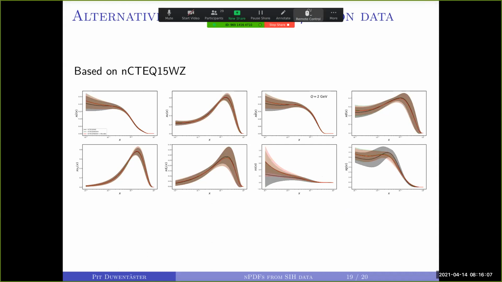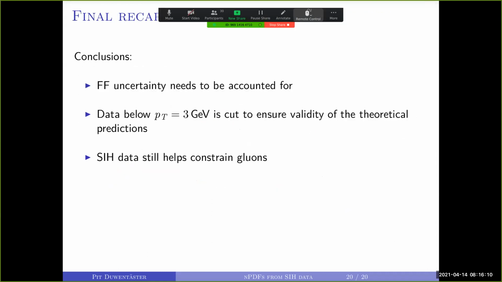And concluding, we can account for the fragmentation function uncertainty by adding this uncertainty on top of the data. Sadly, we have to cut all the data below PT equals 3 GeV to ensure validity of our theory, but this still helps us constrain the gluon, especially in the medium to low X region. And that's it. Thank you all for listening to my talk.